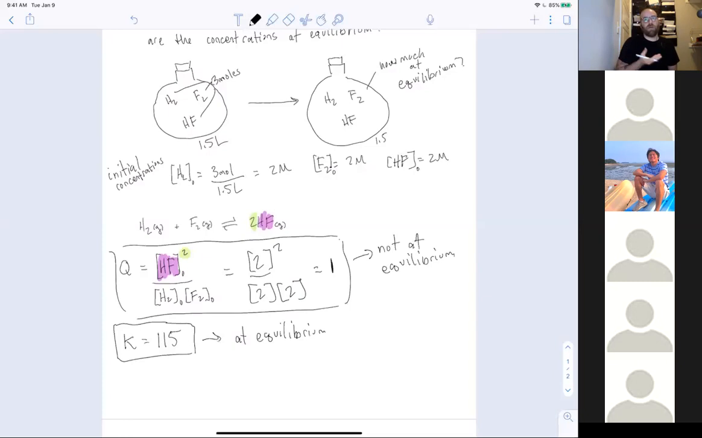So what are the possible values for Q? Yeah, what are the units for K? I'll come back to that in a second. What are the possible values for Q? The possible values for Q are pretty much anything other than K, so greater than 115 or less than 115. You can have any value for Q, but K can only be 115, at least at whatever pressure and temperature we're at.